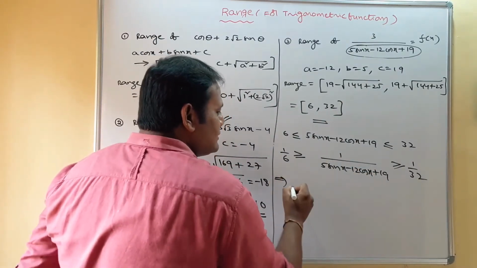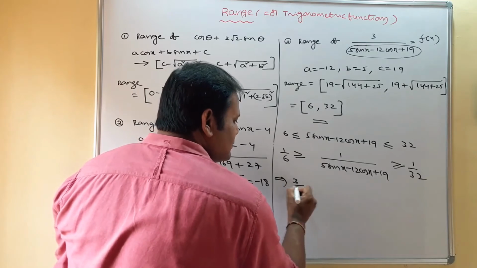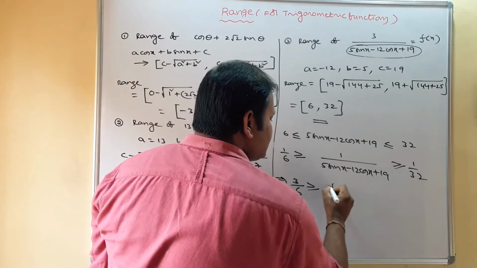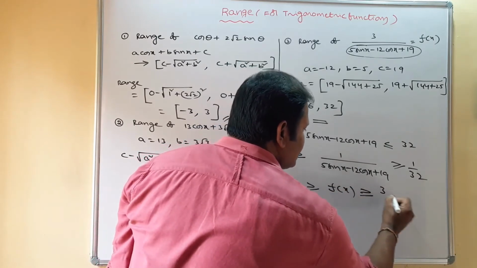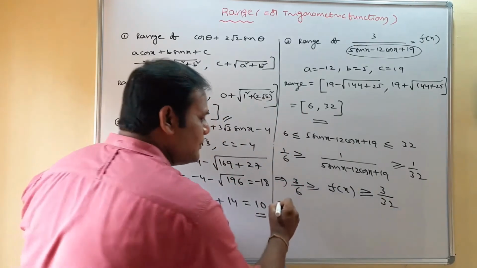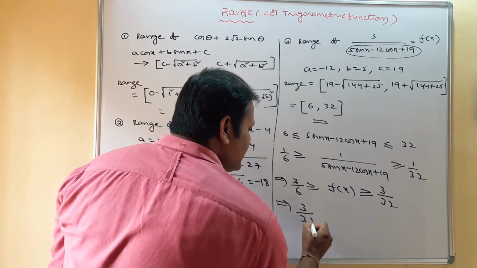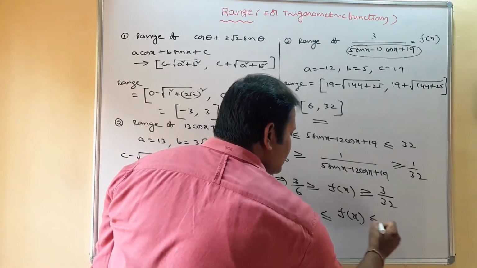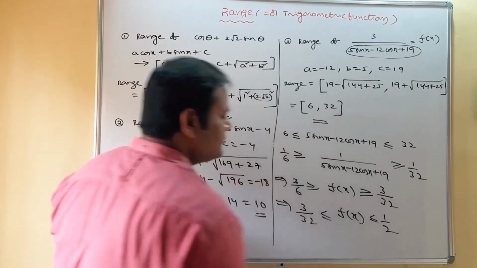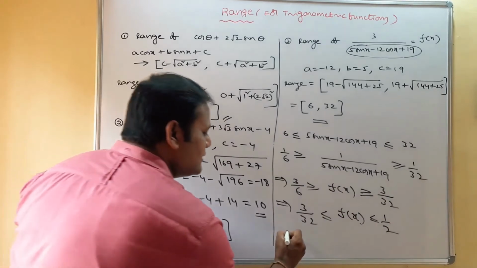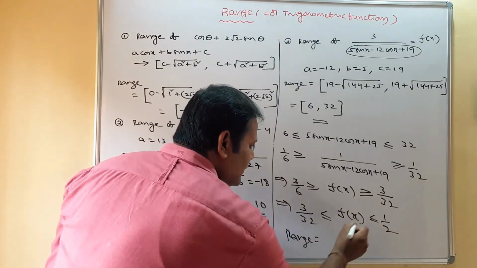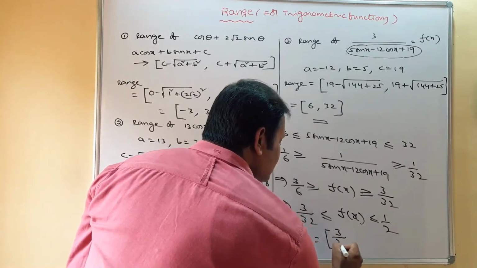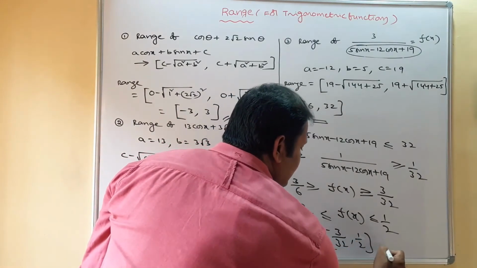You get 3 by 6 greater than or equal to 3 by this function, that is f of x, greater than or equal to 3 by 32. Write them in reverse order: 3 by 32 less than or equal to f of x less than or equal to 3 by 6. Is it 1 by 2? Yes, it is 1 by 2. So what is the range of the given function? The given function is between 3 by 32 and 1 by 2. So closed interval 3 by 32 to 1 by 2.